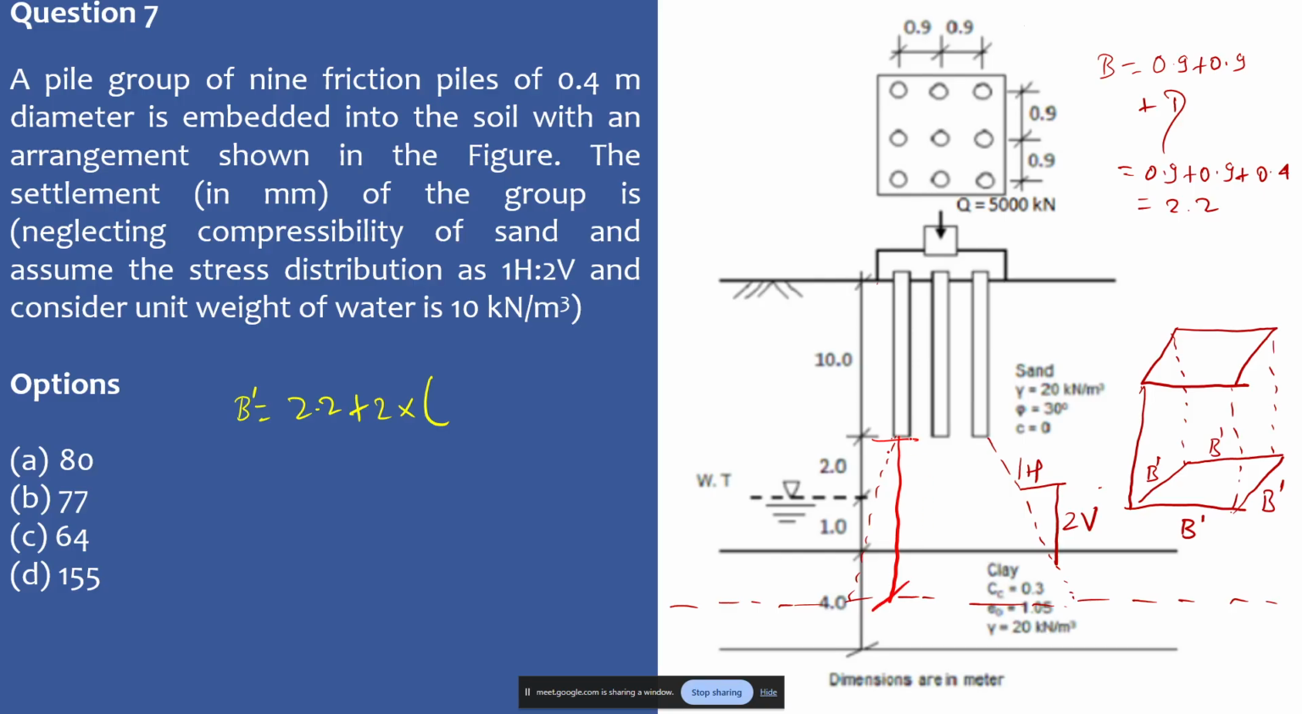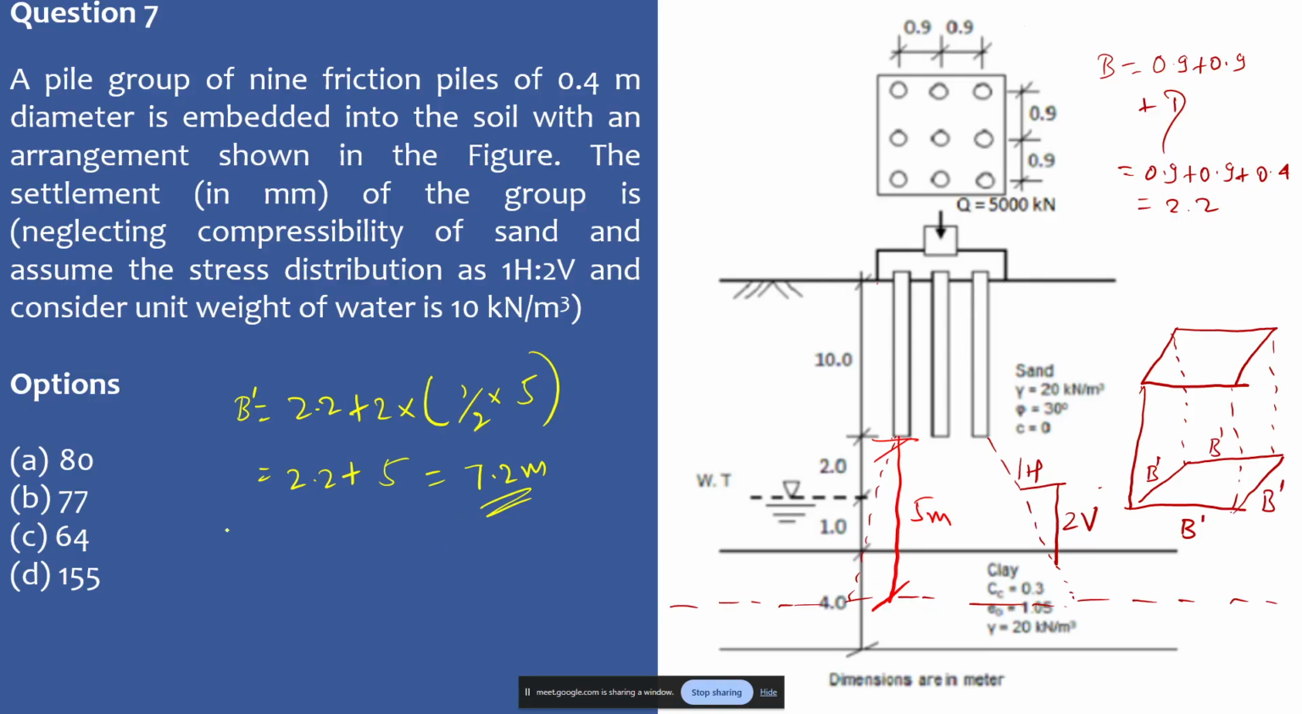It comes 5 meters. So this is 10, 2, 1, and this is 2 meter, right? Yeah, so this is 5 meter. So again if we go with that, twice of 1 by 2 into 5 meter, right? So your total B dash is 2.2 plus 2, 2 will get cancelled, so this is your 5, so this is your 7.2 meter. So your B dash will come out as 7.2 meter.